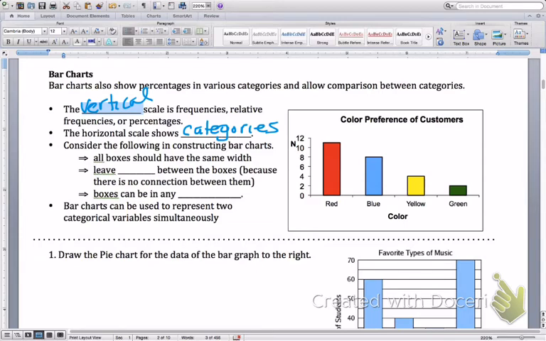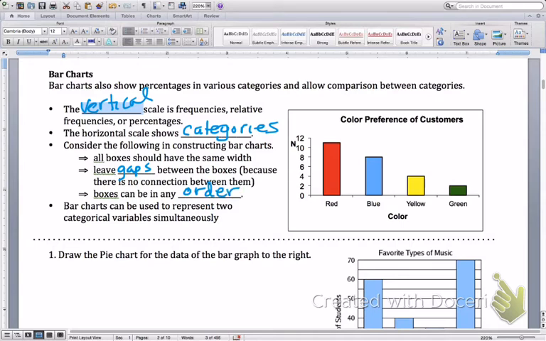So consider the following in constructing bar graphs. So all the boxes should have the same width. We're going to leave gaps between the boxes because there is no connection between them. So we leave gaps, and the order does not matter. So they can be in any order.